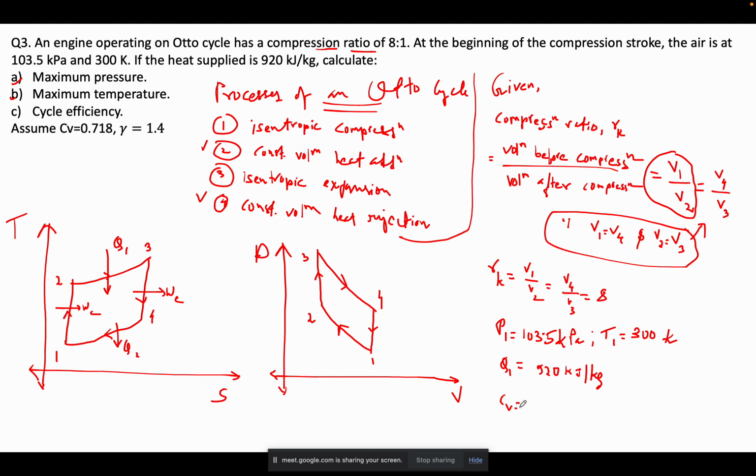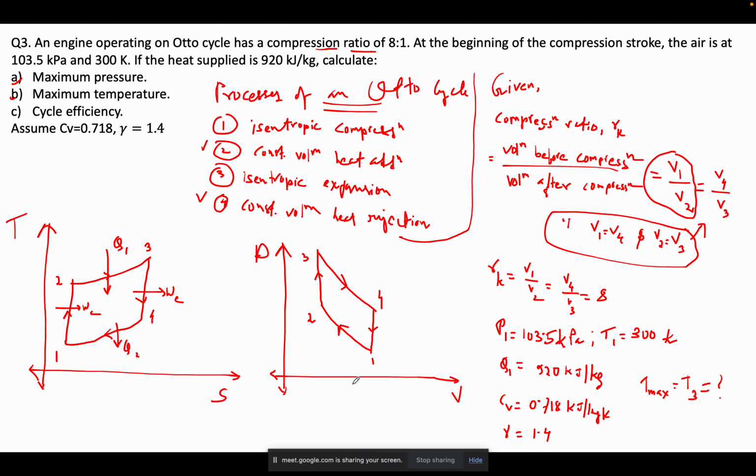Cv is given as 0.718 kilojoule per kg Kelvin, and the specific heat ratio, that is Cp by Cv, gamma, is given as 1.4. Now you have to calculate T max. What is the highest temperature in these 4 points? You look at the TS diagram and you see the highest temperature is at 3. So we have to calculate T3.